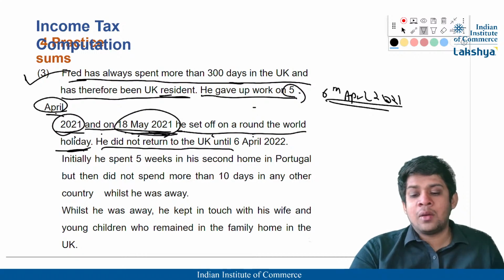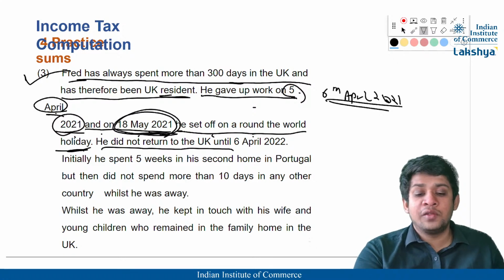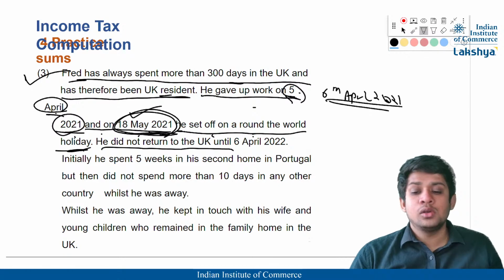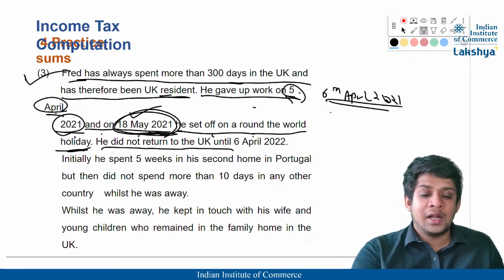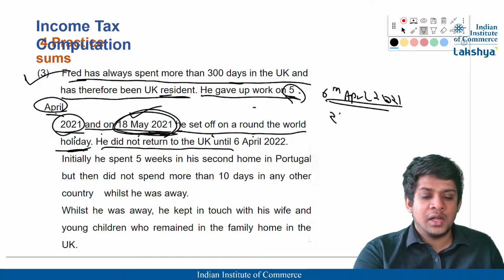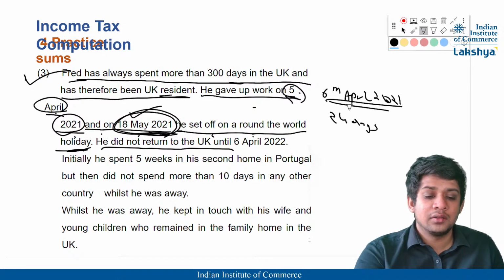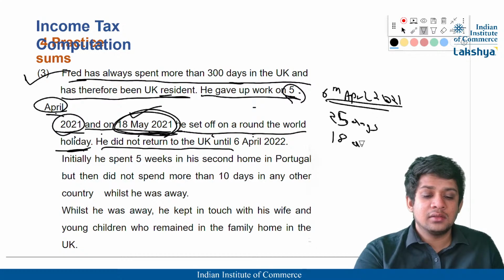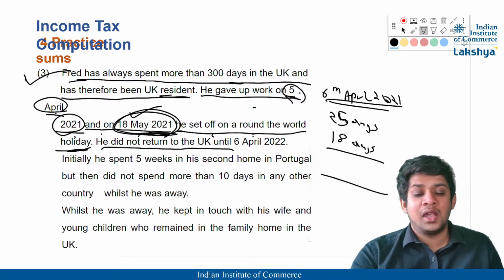Now, from 6th April 2021 to 18th May, he gave up work on 5th April and he was in UK till 18th May. After that, he went on a world trip. Okay. So guys, from 6th April to 18th May, how many days are that? 24 days of April. Yes, 24 days. Sorry, it will be 25, correct? Because 6th April is also included, right? So 25 days of April and 18 days of May. Sorry, it will be 17, correct? Because we do not include the 18th day.